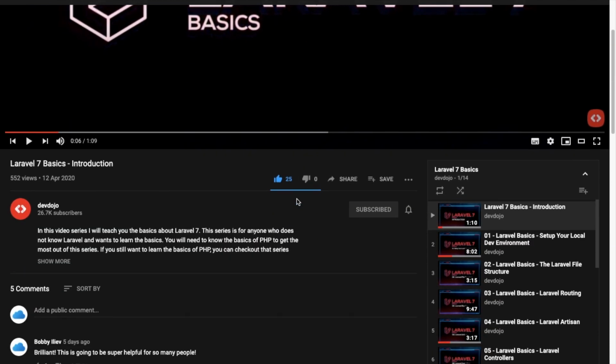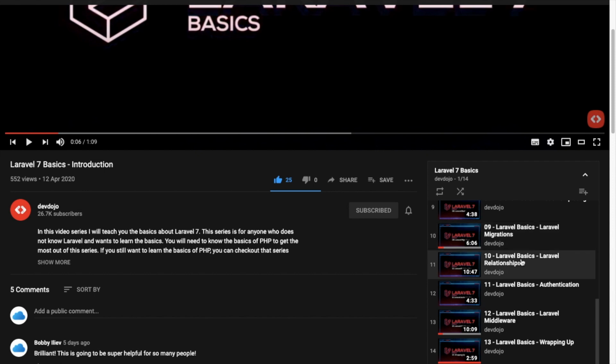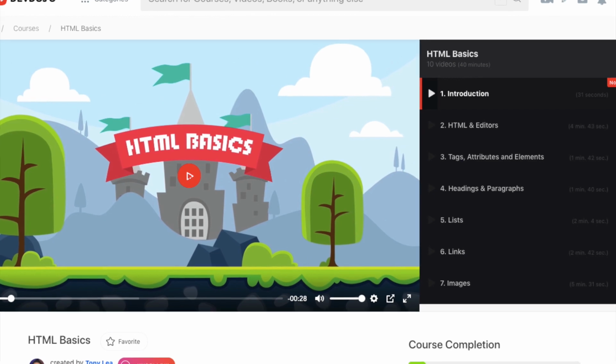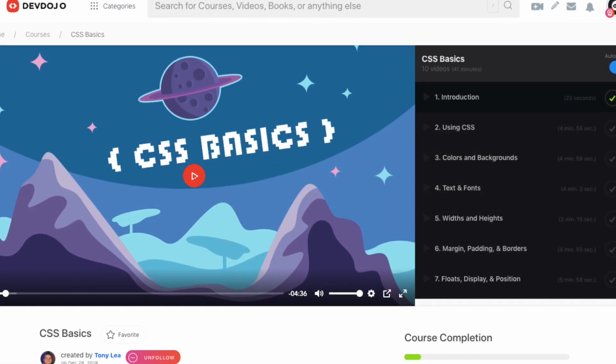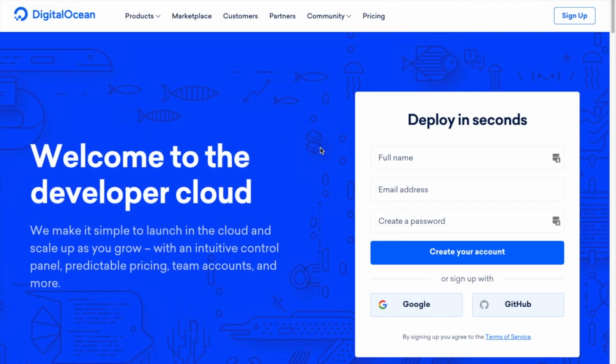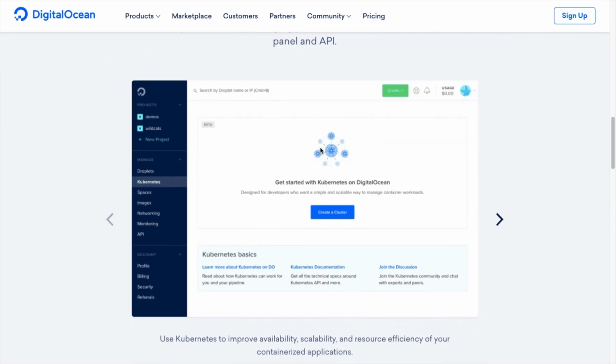Some of the things that you should know before you get started are a basic Laravel knowledge. If you don't know Laravel, I would recommend starting with this introduction series on Laravel 7. Also, you should have basic understanding of HTML and CSS. I will post a few links below to resources which would help you gather the required skills. One final thing that you would need is a DigitalOcean account so that you could follow along and deploy your own server.